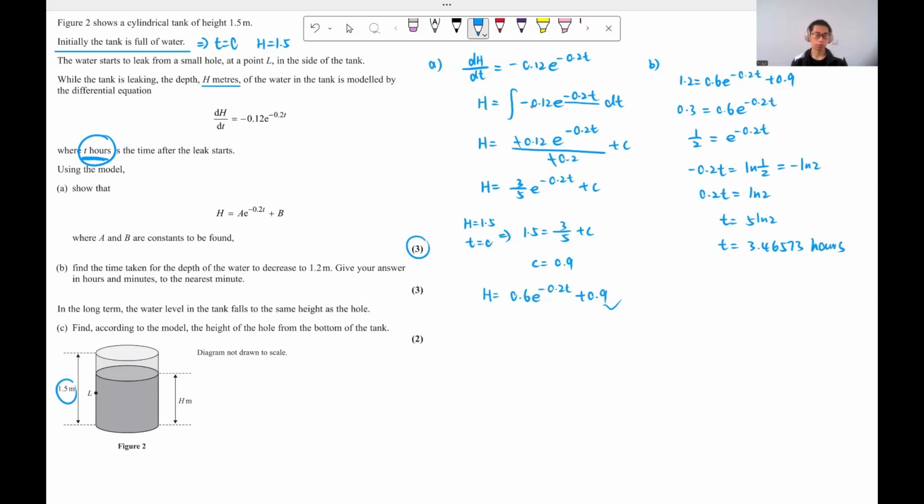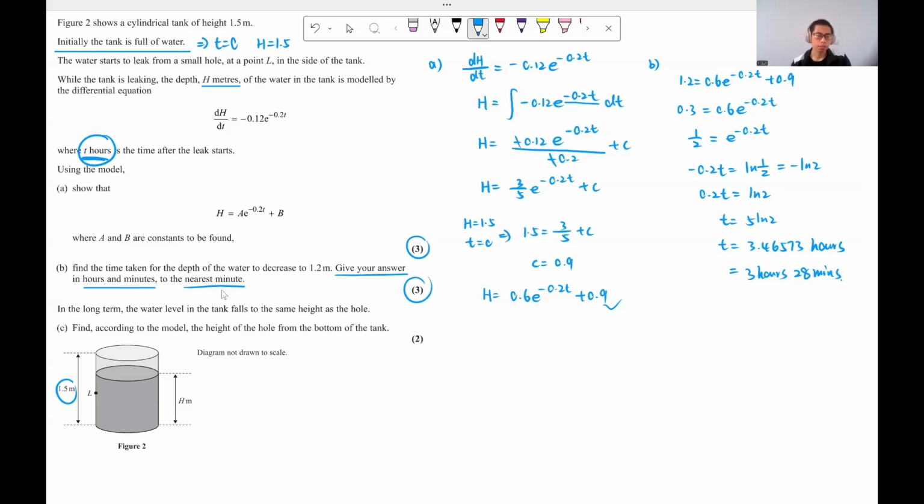But be careful about what they're asking you. Give your answer in hours and minutes to the nearest minute. So that should be 3 hours, and then we need to change 0.46573 hours into minutes. So times by 60 for 0.46573. That'll be 27.94. And they want it to the nearest minute. So 27.94 is just 28 minutes. So that will be the final answer for part B. So that's another 3 marks.